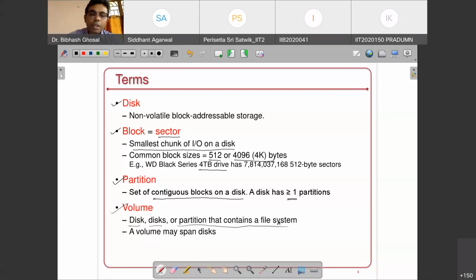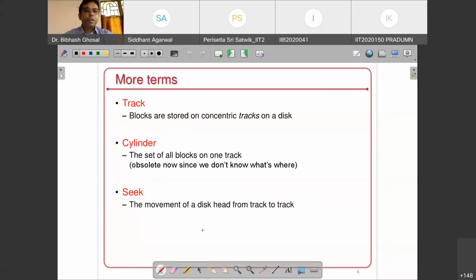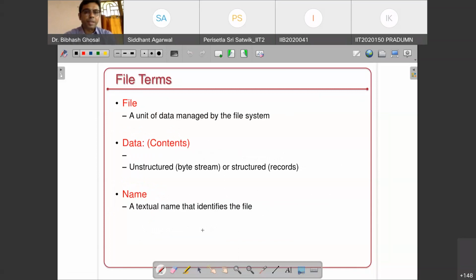Now, interestingly, volume is not necessarily within one disk. It may span across disks, maybe two disks. Your entire file system is extended to two disks. It may happen. Keep this in mind. We have already seen track and cylinders, so I'm just skipping that. These are the terms that we are going to see very frequently.